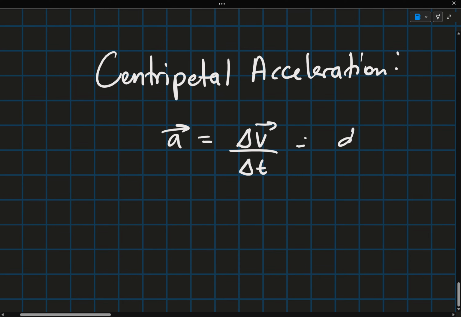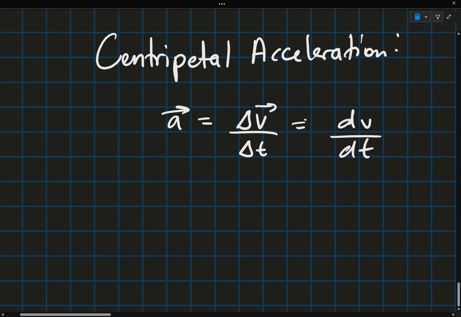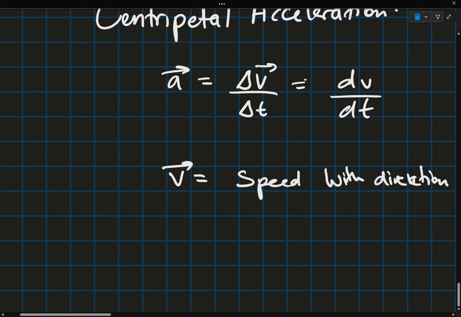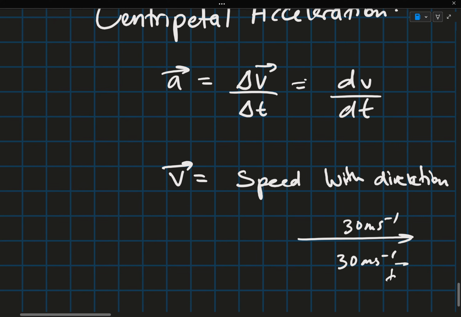So remember, what is velocity now? What is velocity? Velocity is the speed of an object with some direction. So if we're moving in that direction at 30 meters per second, that's velocity. The velocity would be 30 meters per second to the east. So that's velocity.